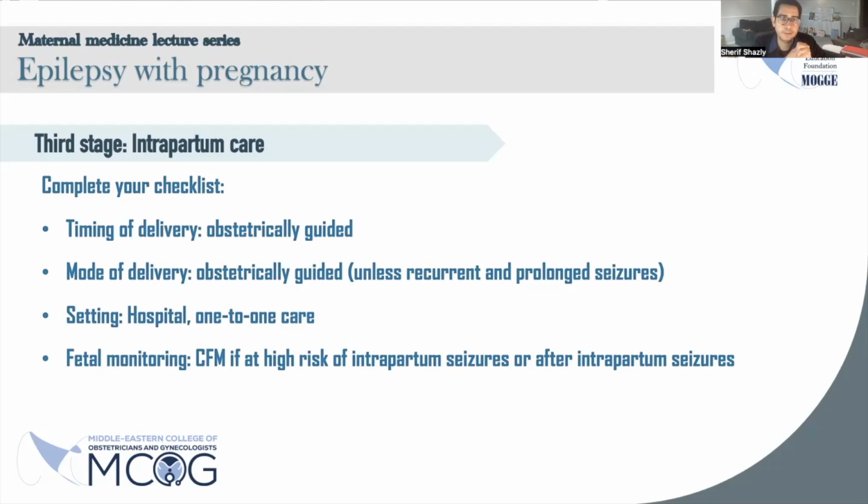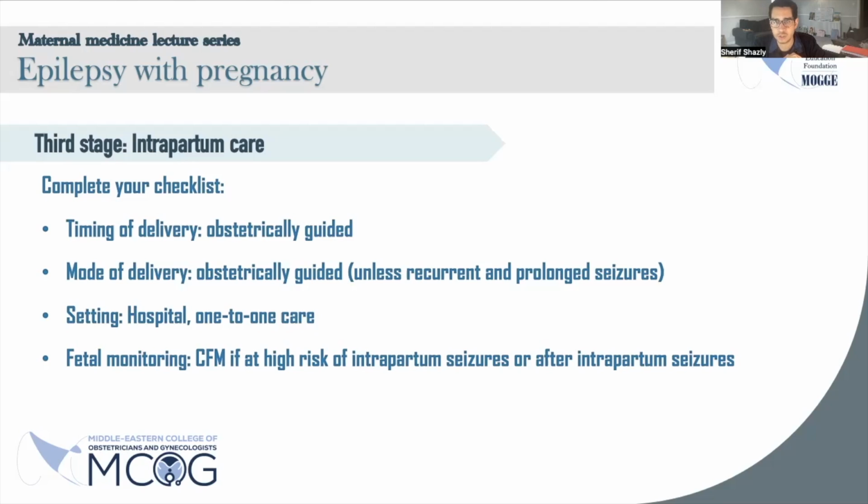Of course, I would say continuous fetal monitoring. I mean, you could argue if the patient is really well controlled, never had seizures or anything, and things look straightforward, I wouldn't say you have to do continuous fetal monitoring. To be honest, you don't have to. There is no reason. You're not expecting anything bad.